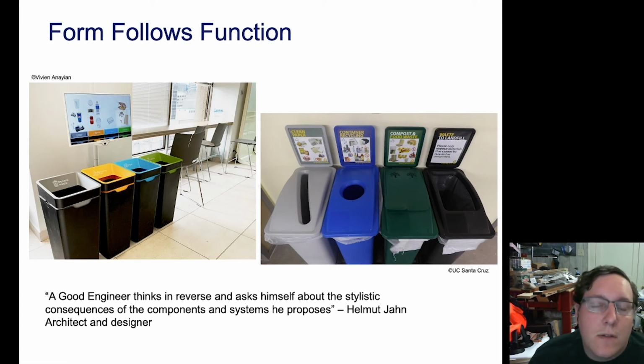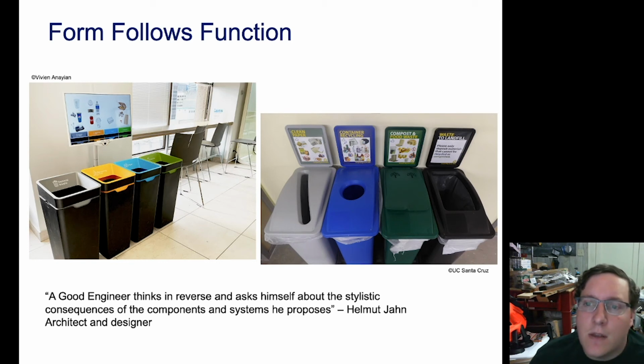Okay. So going back into the concept of those going into things like the engineering design and development course, and how it makes sense to think about design when you're building something, is a quote from Helmut Jahn, another architect and designer, and he's certainly won some awards for his work. But he says that a good engineer thinks in reverse and asks himself about the stylistic consequences of the components and systems he produces. So again, it's not just knowing that you have a working system.